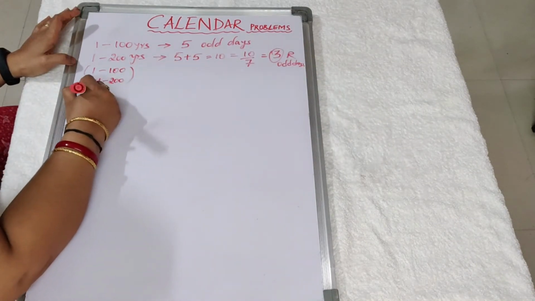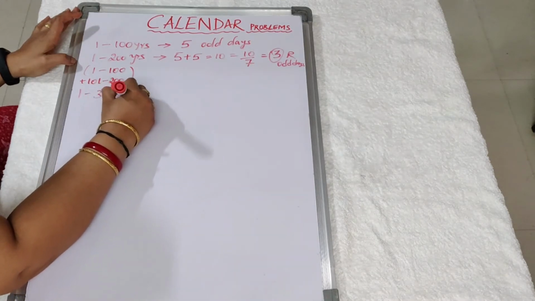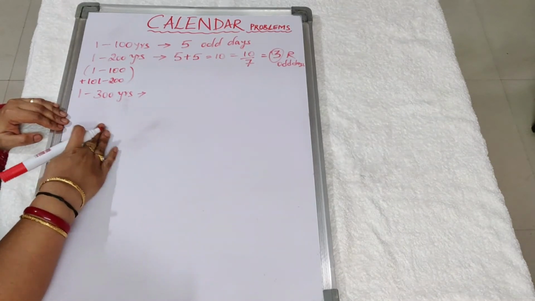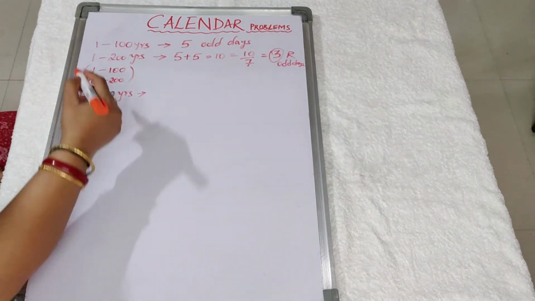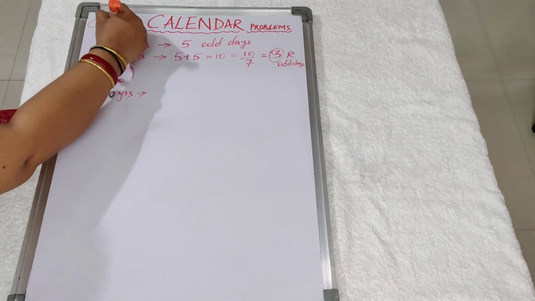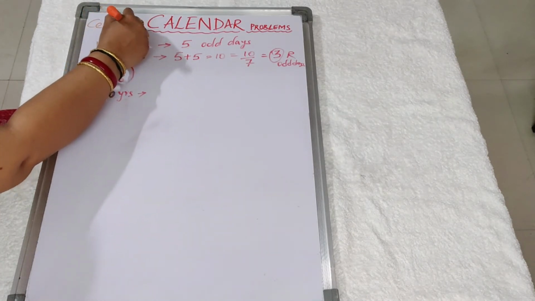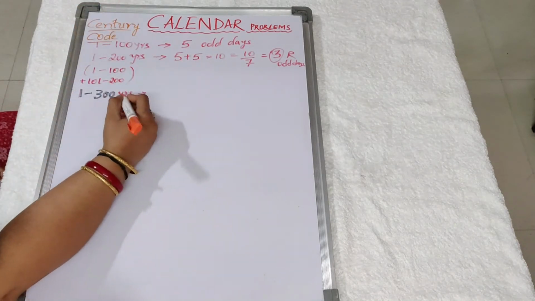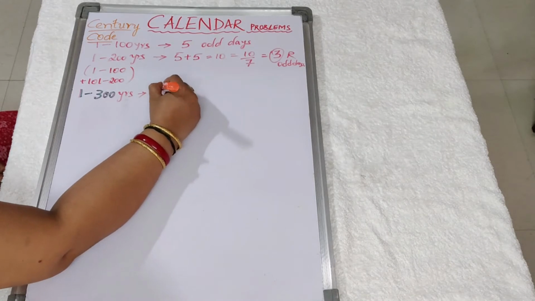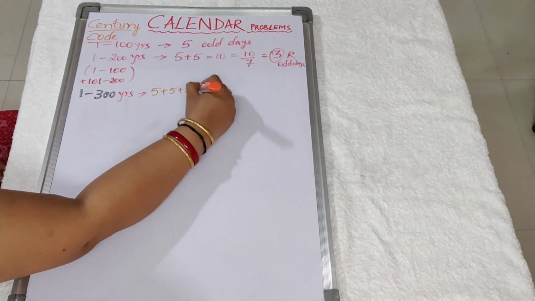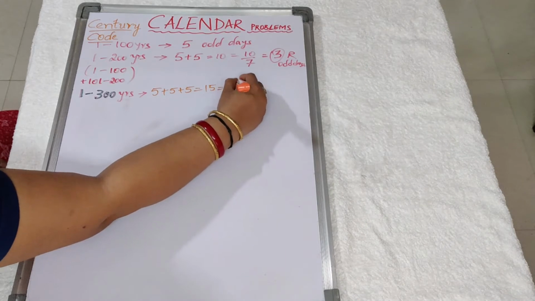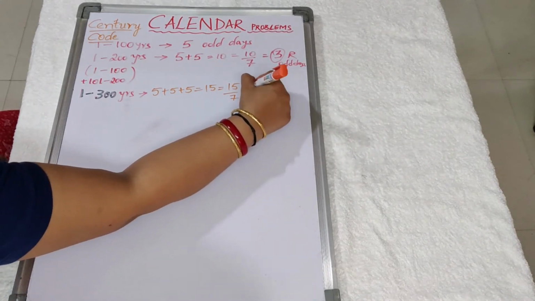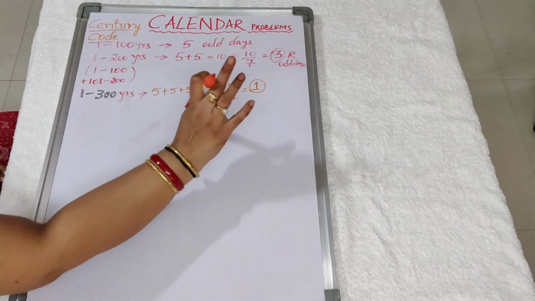Now similarly, 1 to 300 years. This marker is not visible. Let me get another marker. Yes, so we are doing the century code. So 1 to 300 years is again 5 plus 5 plus 5, which gives us 15. We are again dividing it by 7. So what is the remainder? 1 is the remainder. Okay, so that is 1 odd day.